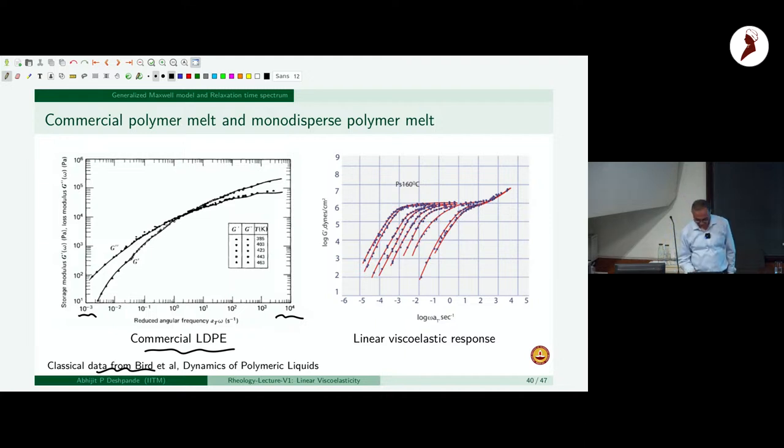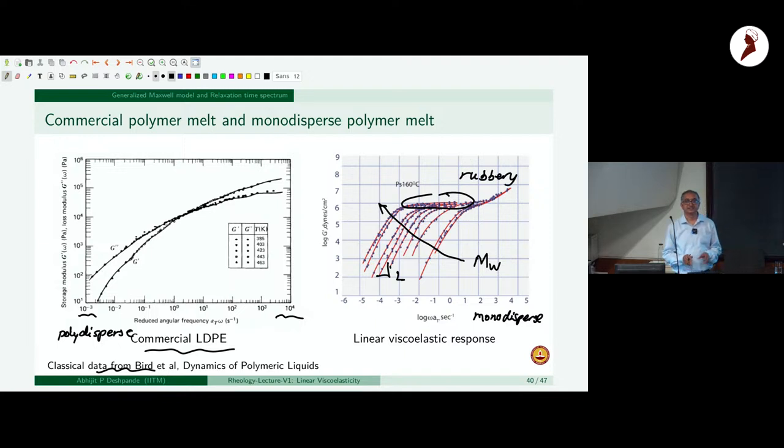And on this side is monodispersed polymer. Since the other is a commercial one, it's basically a polydispersed polymer. And these are different molecular weights, so increasing molecular weights. What you see is the terminal viscous response, where G prime is proportional to omega squared. But as you start increasing the molecular weight, the entanglement becomes more and more prominent, and you have this rubbery plateau in a polymer melt. This rubbery plateau is absent in a commercial system because it is polydisperse.